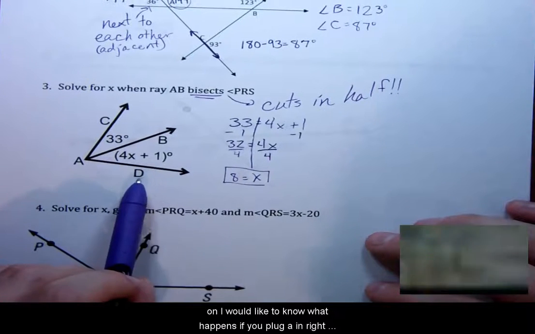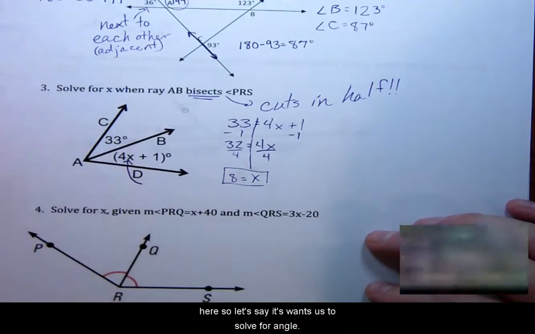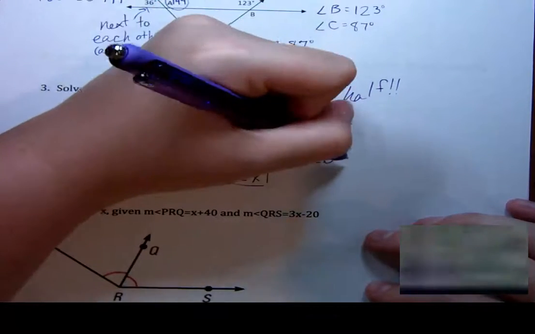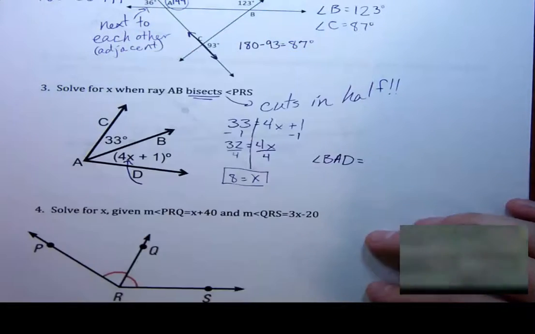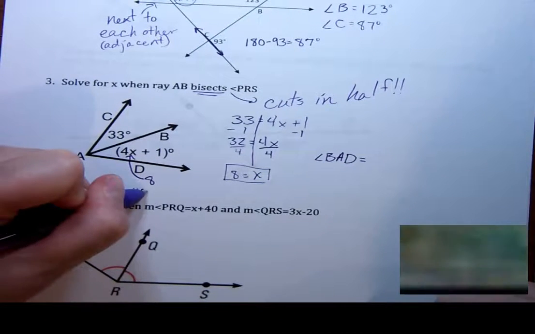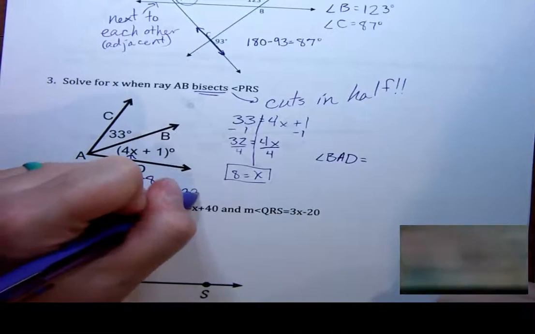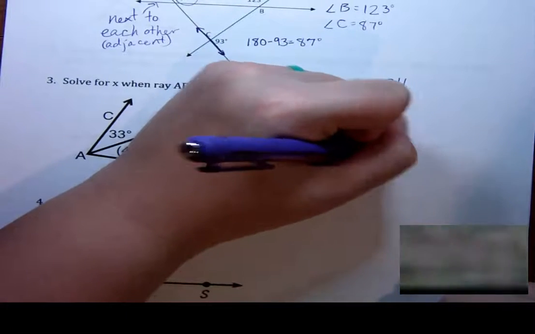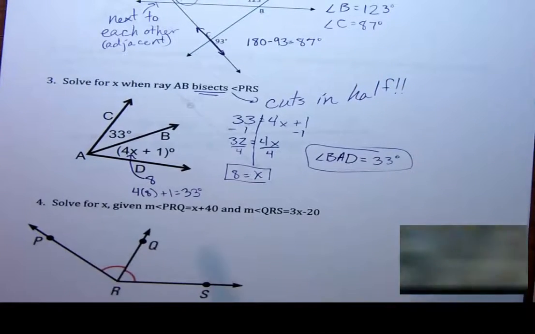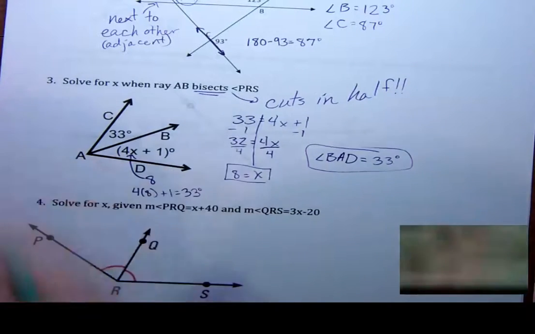But before we move on, I would like to point out what happens if you plug 8 in right here. So let's say it wants us to solve for angle BAD, and we plug 8 in. So 4 times 8 plus 1. So 4 times 8 is 32, plus 1 is 33. Well, check that out. It's the exact same, right? So this is just a way you can check your answer if you are unsure if you have done it correctly. If you plug your answer back in, it will be the same as that because we set them equal to begin with.